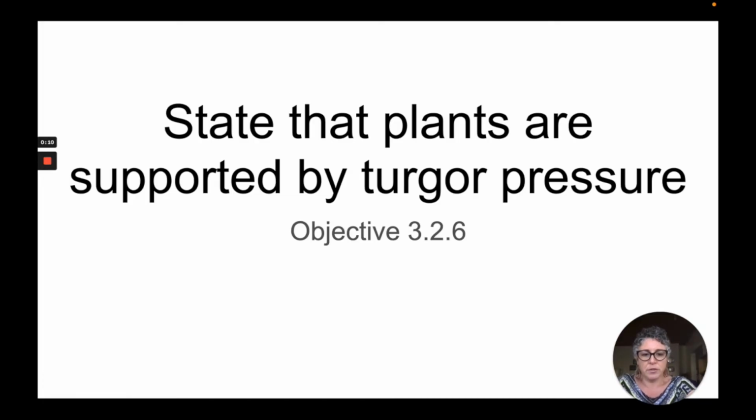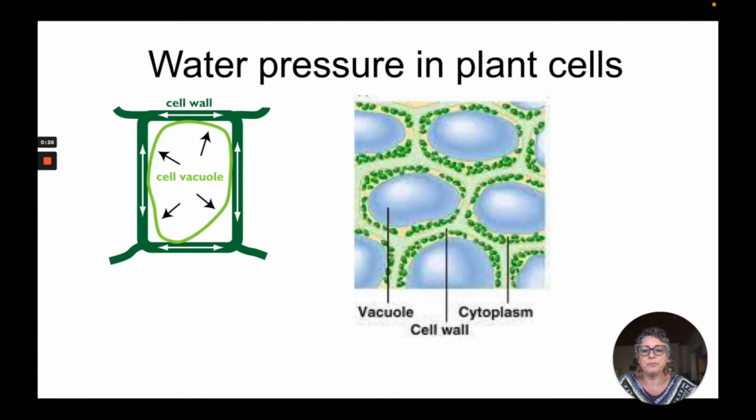This video covers the IGCSE Biology Objective 3.2.6 on the 2025 CAIE syllabus, to state that plants are supported by turgor pressure. So first of all, let's talk about water pressure in plant cells.